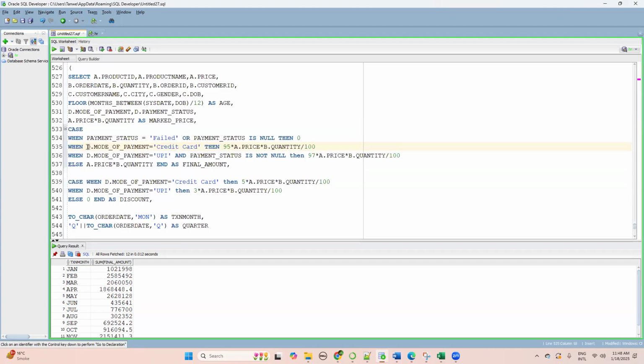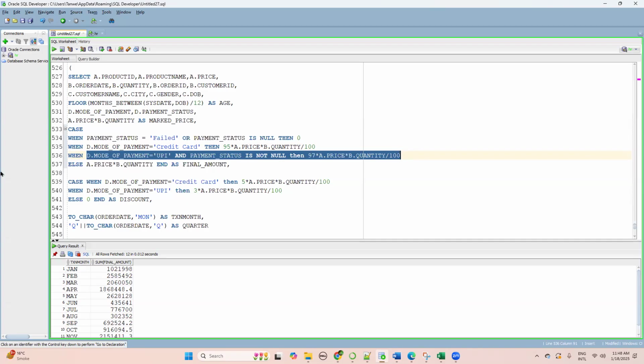And see, within case, I'm doing some calculation. So this is also allowed. You can do calculations in a case. And next, if mode of payment is UPI and payment status is not null, then 97% you have to pay. It means how much discount we are giving to the customer if making payment through UPI? 3% discount we are giving, right?